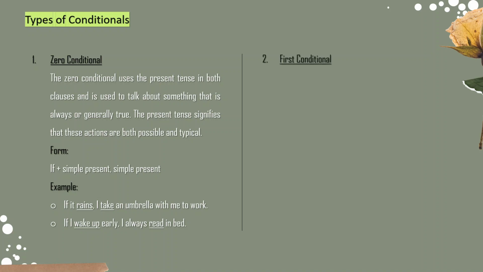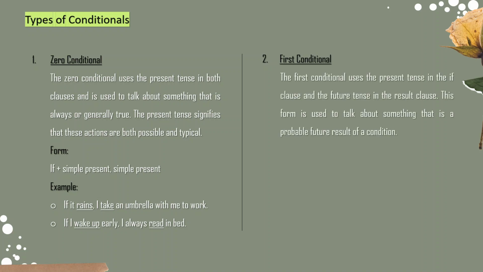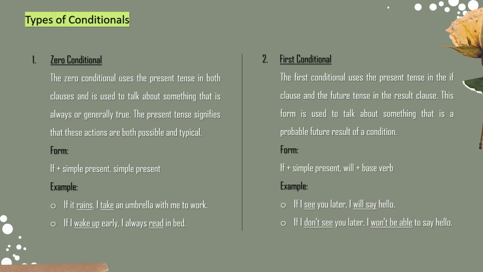The second one is first conditional. The first conditional uses the present tense in the if clause and the future tense in the result clause. This form is used to talk about something that is a probable future result of a condition. And this is the formula: if plus simple present, comma, will plus base verb. For the example, if I see you later, I will say hello. The second example, if I don't see you later, I won't be able to say hello.